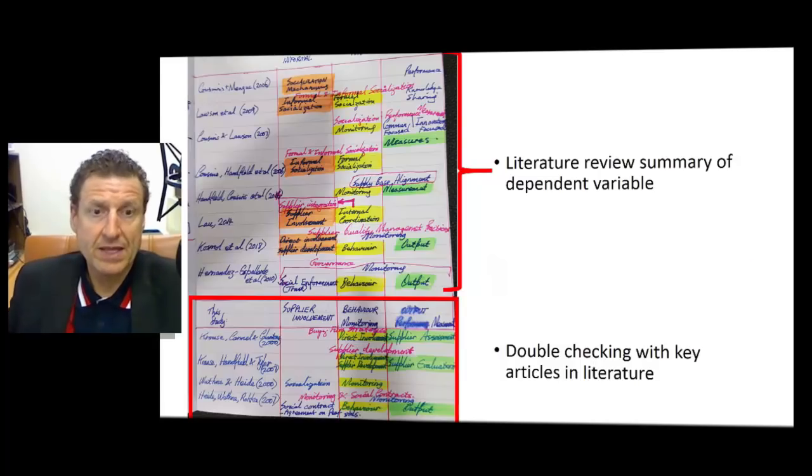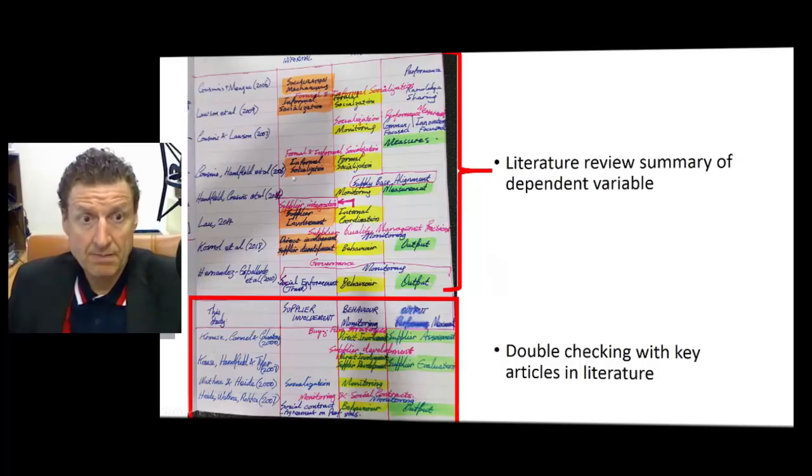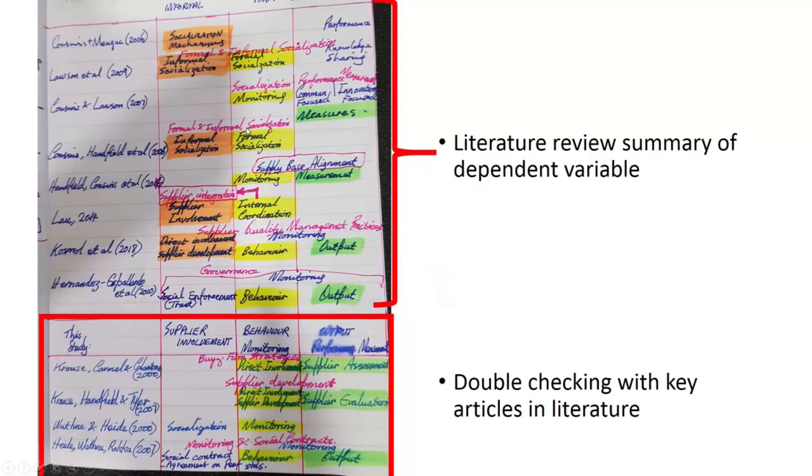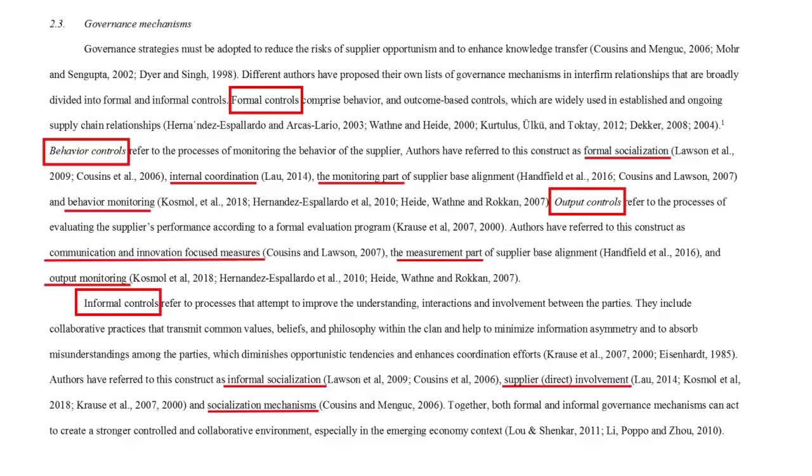As you can see, there's our summary of the literature review again of that clear dependent variable, and you can see you've got the orange, the yellow, and the green, and we're very, very clear now. So now we can write a short few paragraphs summarizing what the literature has done. If in the end I want to look at 3 dimensions or 2 dimensions, I can say that formal controls comprise behavior and outcome, which is widely used in established and ongoing supply chain relationships, and there we have all the papers that I've referred to.